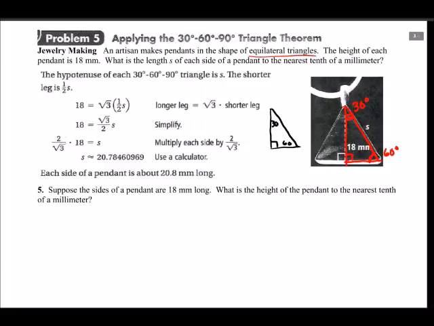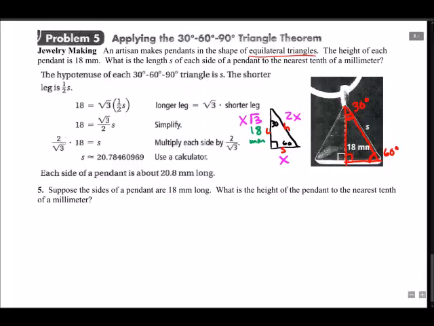And what do we know? We know the height of each pendant is 18 millimeters. So we go in, we identify there's our hypotenuse. I find the 30-degree angle. Across from that is my short side. The 60-degree angle is my long side. And then I'm going to label. Short side is x, hypotenuse is 2x, and long side is x root 3.